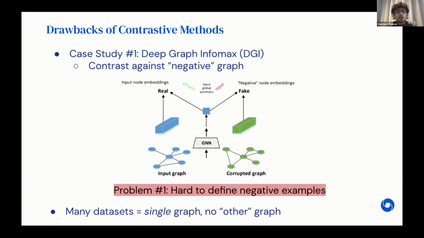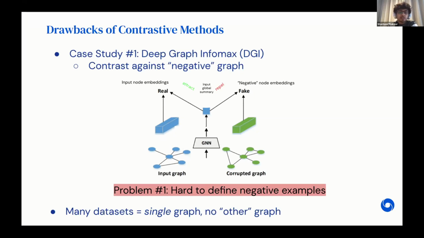But why is that? We can look at the drawbacks of contrastive methods through a couple of case studies. One of the very first methods was called Deep Graph Infomax. How this works is you start with your input graph. You also have a corrupted or a negative graph, which is realistic but semantically dissimilar from the input graph. You have node embeddings for the input and for the negative graph, and a global summary of this input graph. You pull together all these nodes towards this central global summary, and you push apart all the negative node embeddings from this one. And this works great.